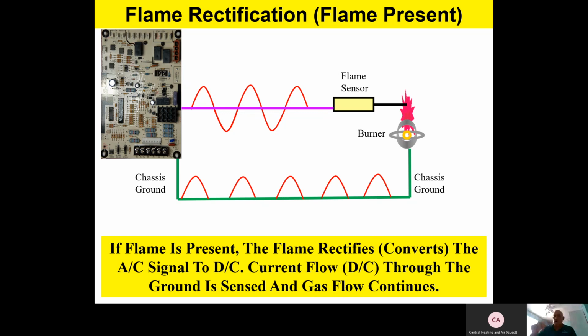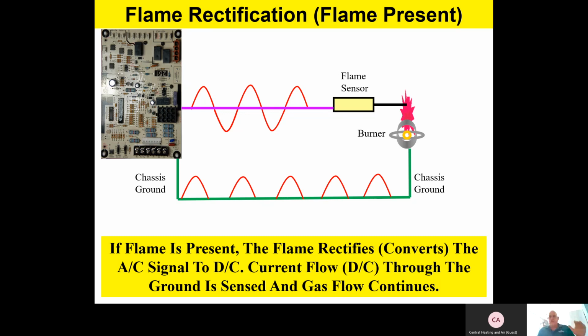It's really important. So if a flame is present, the flame is going to rectify, or convert, that AC voltage into a pulsating DC voltage that's going to report along the ground plane. That's why grounding is so important. It's going to report on the ground plane, or the chassis ground, back to the control board. It sees pulsating DC on the ground. It knows there's a flame present. So that's how it works.